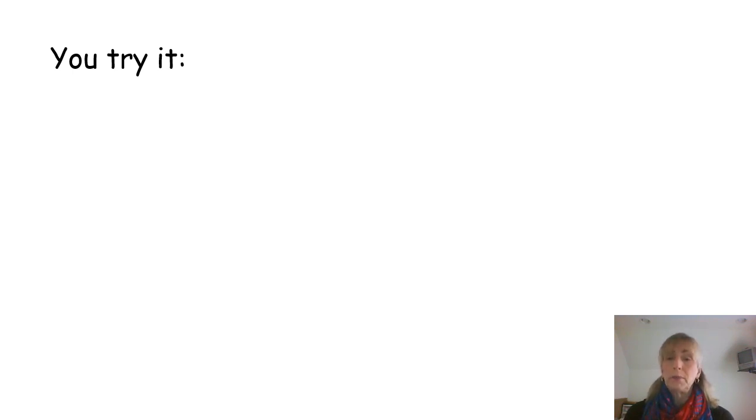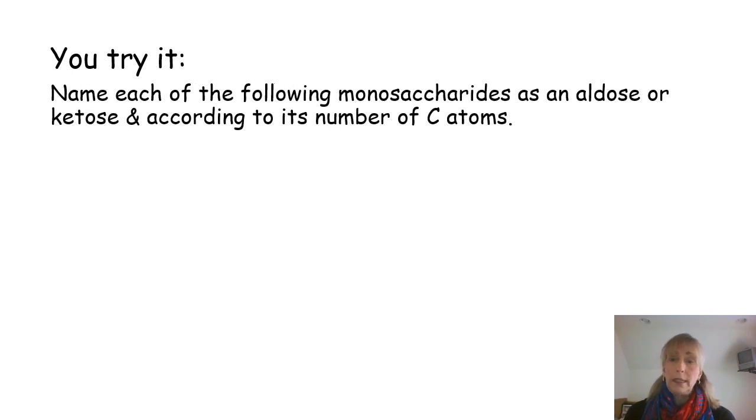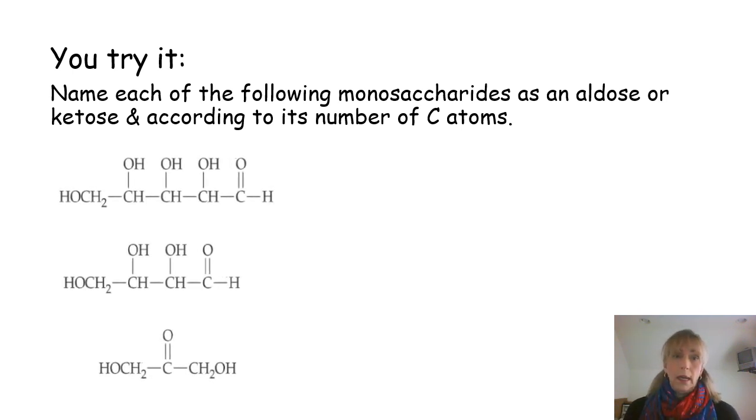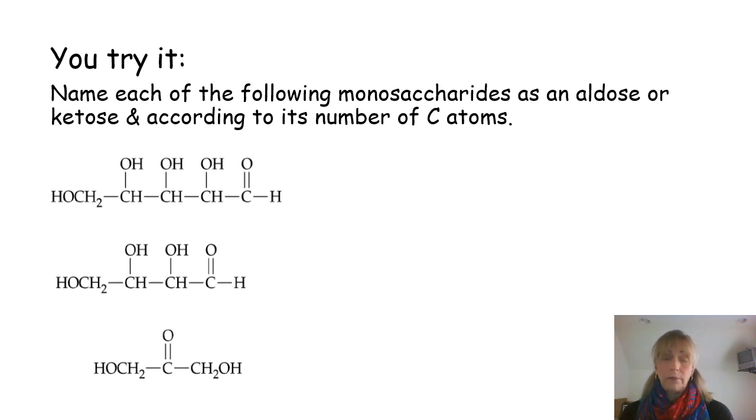Okay. Now, time for you to try it yourself. All right, I'll give you a little bit of help here. So in this particular problem, you're going to name each of the following monosaccharides as either an aldose or ketose. And then in addition, you're going to use the other part. You're going to use the number of carbon atoms. So you're going to use both of those aspects. And here they are. There's 3 of them for you to try. All right, so remember what you're doing. Classify it first as either an aldose or a ketose. So look for that functional group. Okay, count the number of carbons and name it via that and put it together.